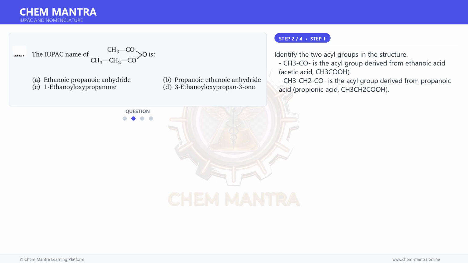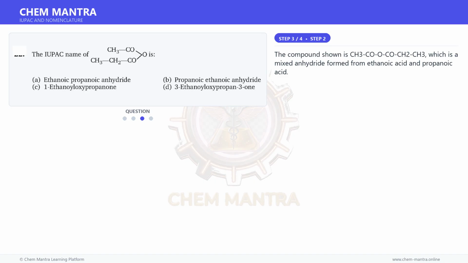Moving on to the next step. Identify the two acyl groups in the structure. CH3CO is the acyl group derived from ethanoic acid, acetic acid, CH3COOH. CH3CH2CO is the acyl group derived from propanoic acid, propionic acid, CH3CH2COOH.